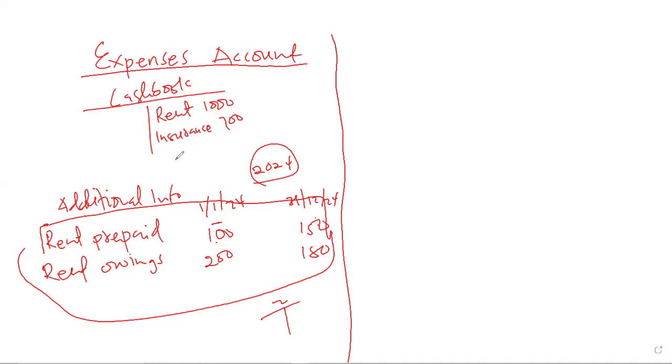So let's come to the insurance. When you look at the insurance, you have insurance 700, but in the additional information, we don't have any information like insurance owings or insurance prepaid, which means the amount that you are seeing in the cash book is all for 2024. So there's no need for you to open an insurance account. But if this information is there, then there is a need for you to open an insurance account.